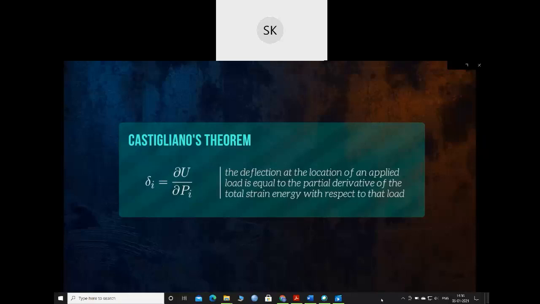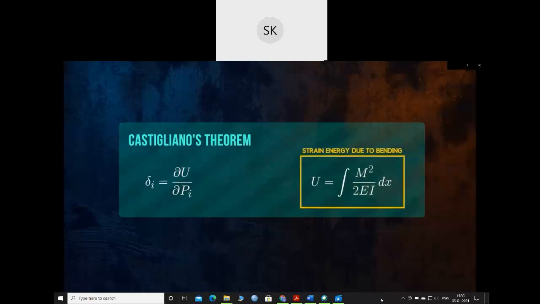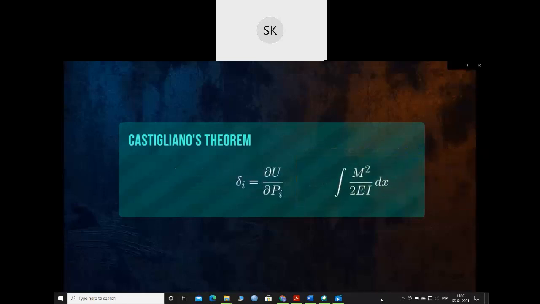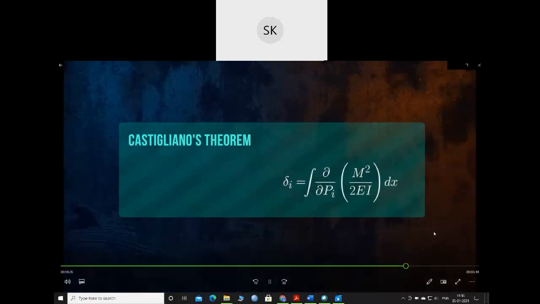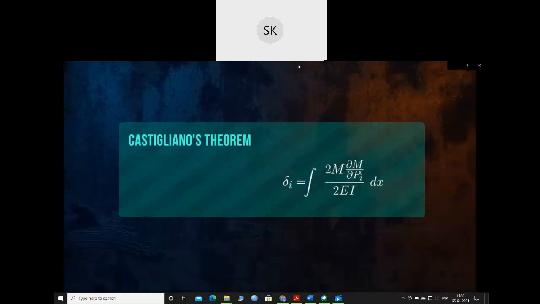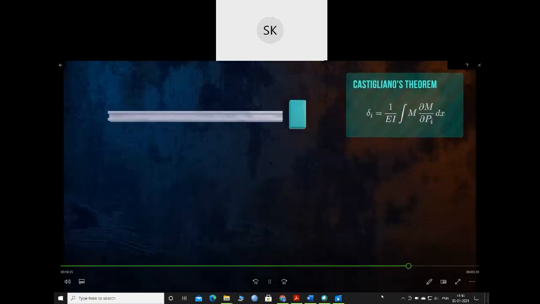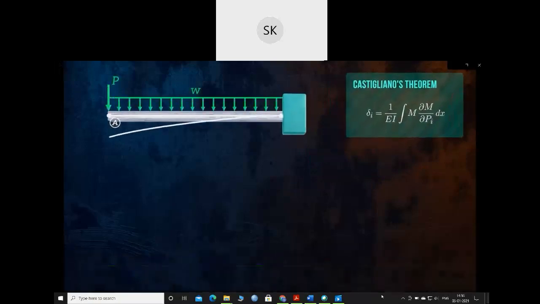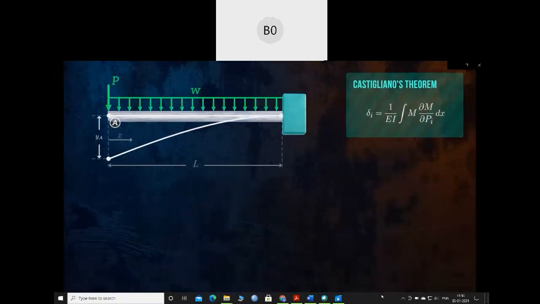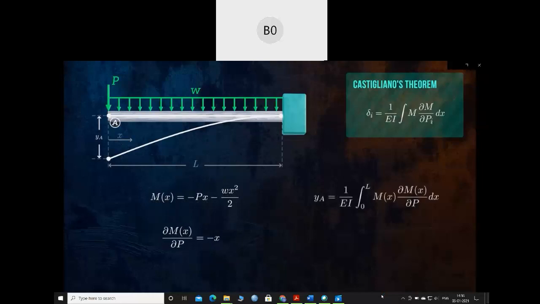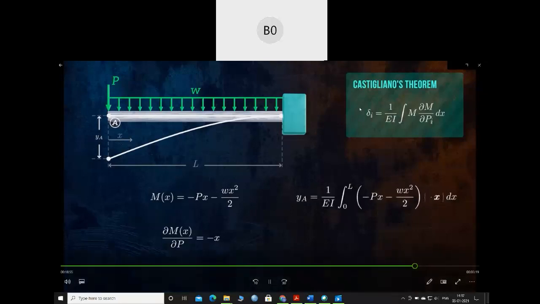The deflection can be a displacement or an angle of rotation. Because the bending moment term is squared in the strain energy equation, it's usually easier to move the partial derivative inside of the integral, like this. Let's look at an example. The bending moment along the beam shown here is defined by this expression. We can calculate the partial derivative of M with respect to P. Using Castigliano's theorem and integrating between 0 and L, we get an expression for the displacement at point A.